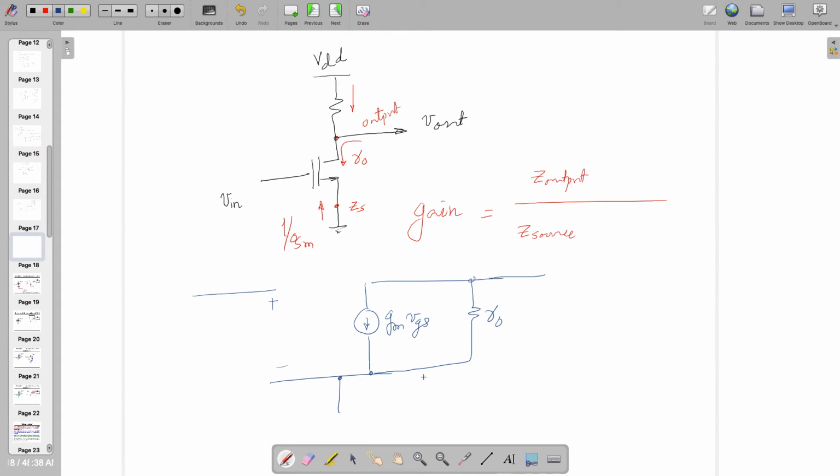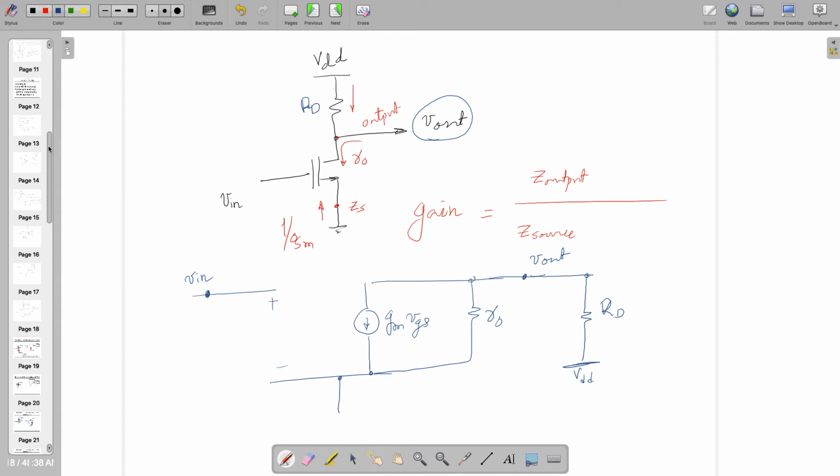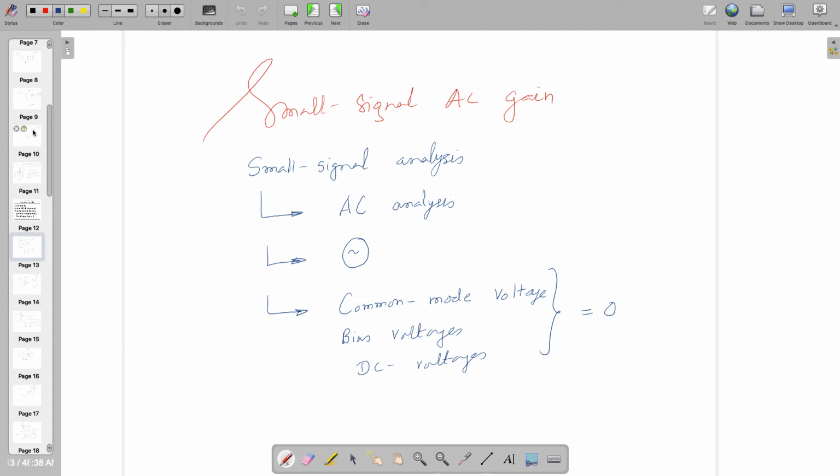And when we are doing this, here I am applying V in, here I want to see V out, and what about this RD? RD is connected with VDD, right? But we agree on one thing, that we are doing the AC analysis.